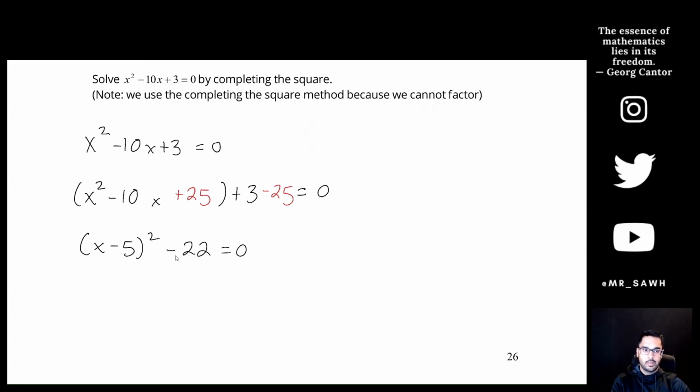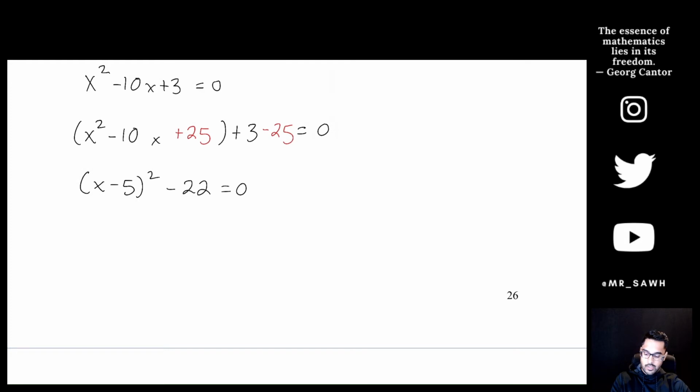And I should be able to graph this to check that they really are the same thing. You can graph it either in Desmos or in your graphing calculator. You'll see the same picture. But now I'm actually able to solve this. I can add 22 to both sides. You can square root both sides like we've done in the past, so plus or minus the square root of 22. And then you can add 5 to both sides, so x = 5 ± √22.